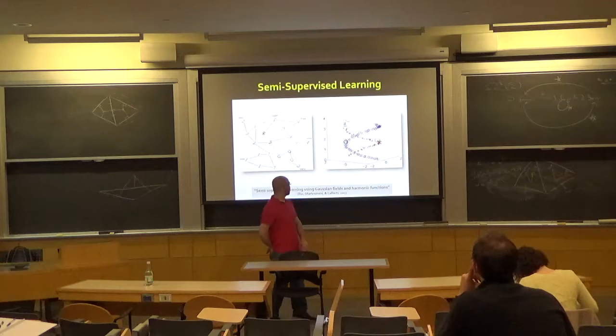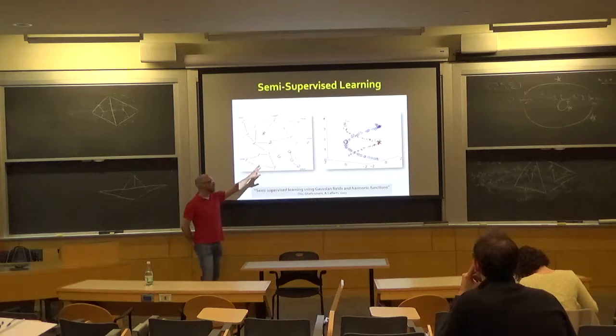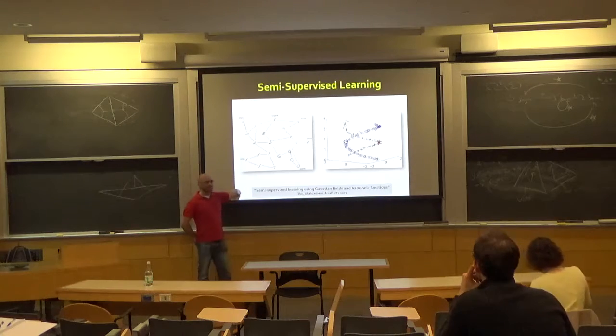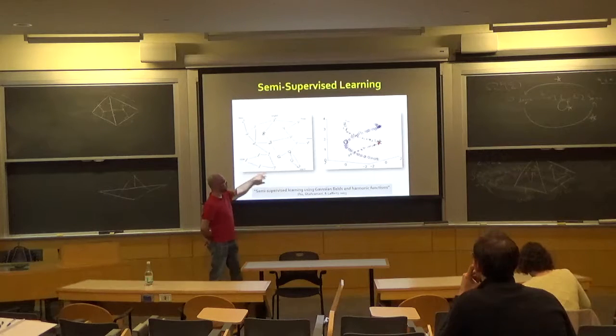So one good example of this is I have a bunch of handwritten digits, and just based on image similarity, maybe I can construct a graph that says these two are similar, and these two are similar, and so on. Right? And then somebody labels a few of these, like this guy is 1, this guy is 0. The question is, can I infer?